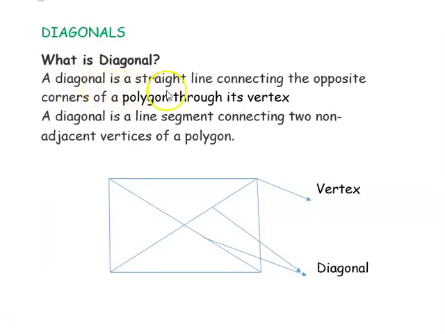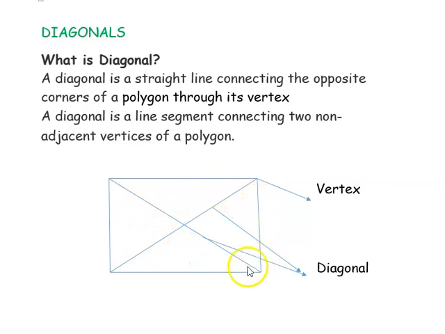So a diagonal is a straight line connecting the opposite corners of a polygon through its vertex. It's also defined as a line segment connecting two non-adjacent vertices of a polygon.